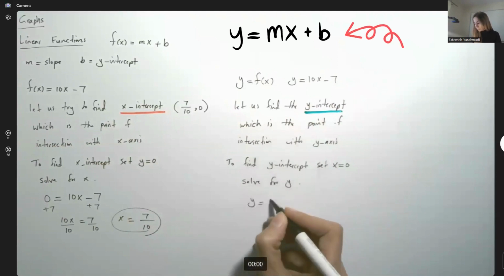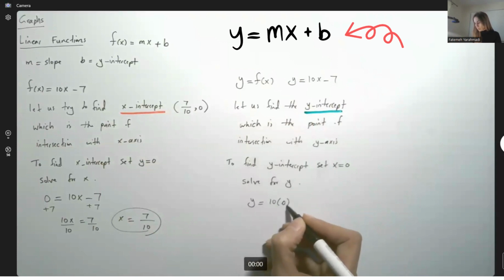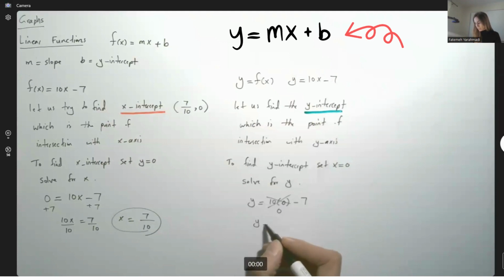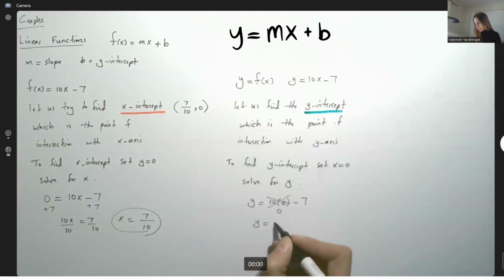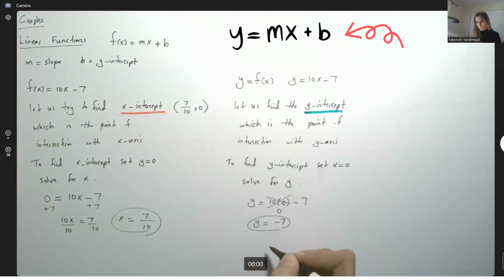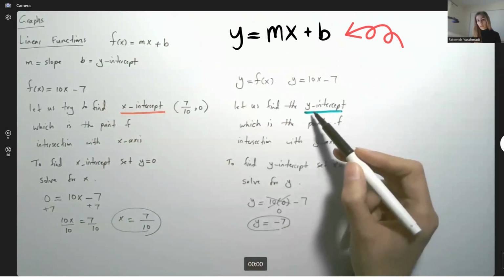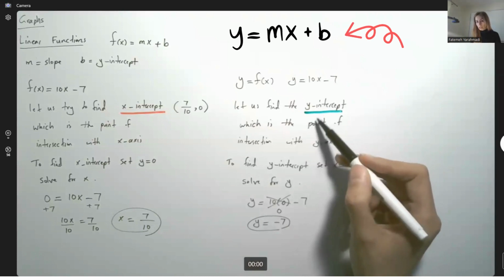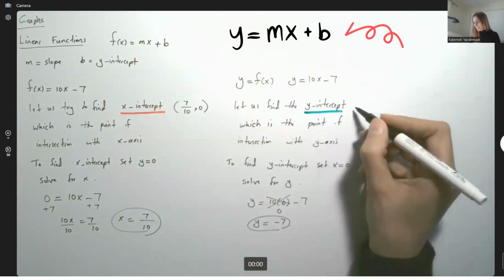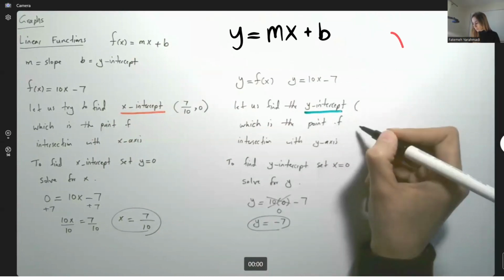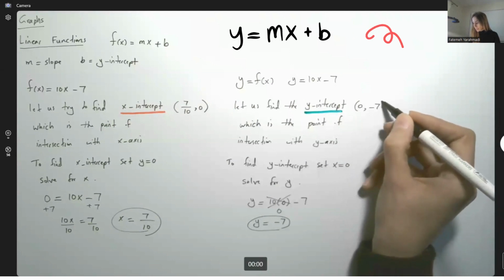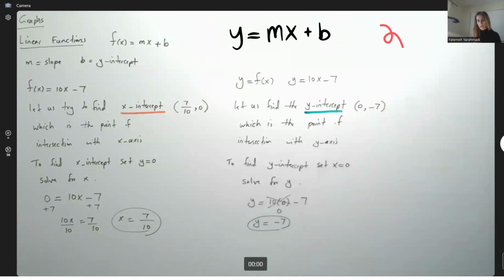My y becomes 10 times 0 minus 7. Multiplication comes first. So this is 0. Y is equal to 0 minus 7, or negative 7. So when I ask you to identify the y-intercept, remember that it is 1 point. In this case, 1 point. So here you have 0 and negative 7. This is your y-intercept.